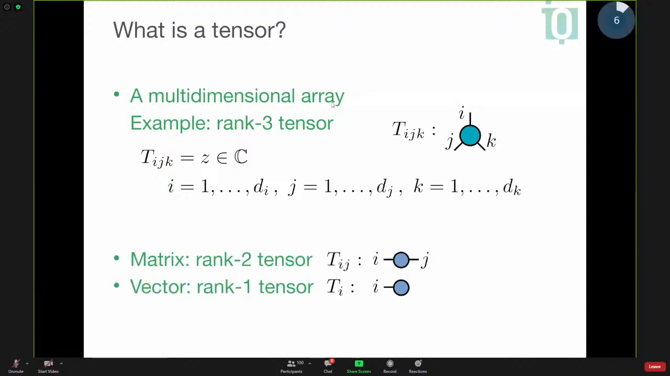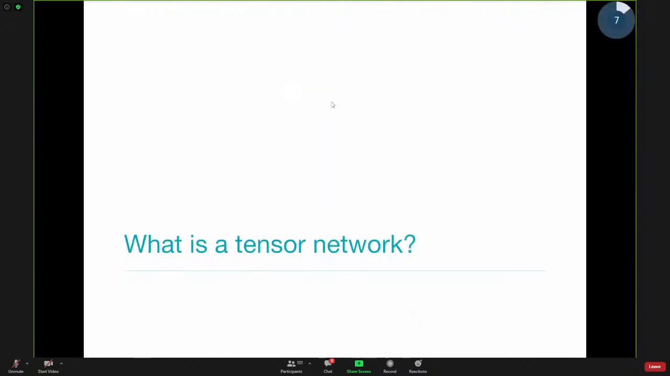So just to give a few more examples, a matrix is just a rank 2 tensor. Here I show this as Tij. I have one blob with 2 legs sticking out, I and j. And a vector is just a rank 1 tensor. In this case, I have just one leg sticking out, one index to run over. Okay, so that's simple. That's a tensor.